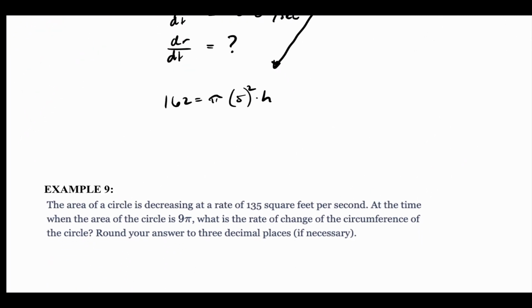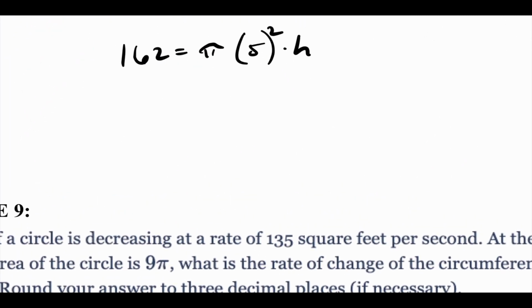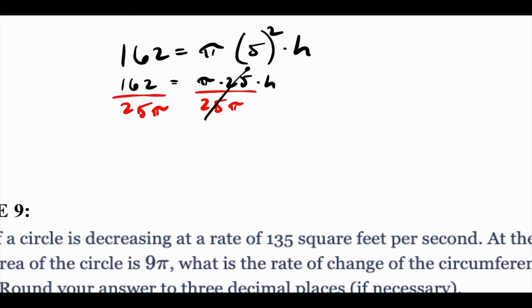Okay. So 5 squared is 25. Divide by what I already know. I already know 25 pi, so I'm going to divide by 25 pi. So I get h equals 162 over 25 pi.